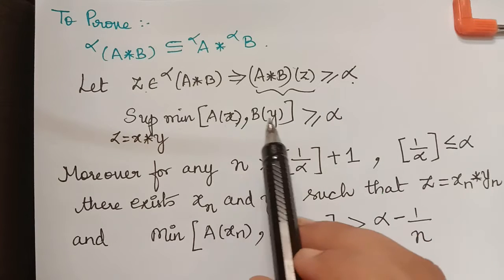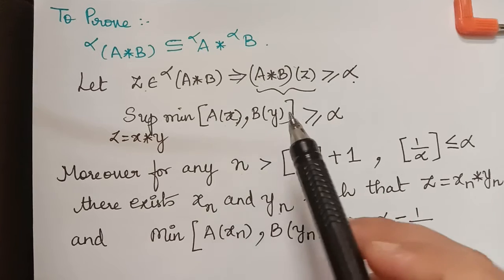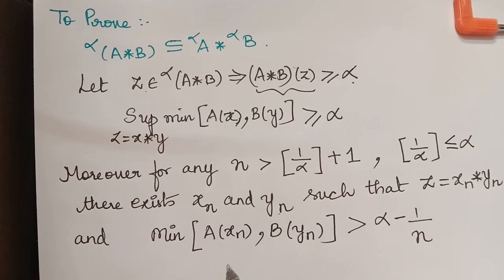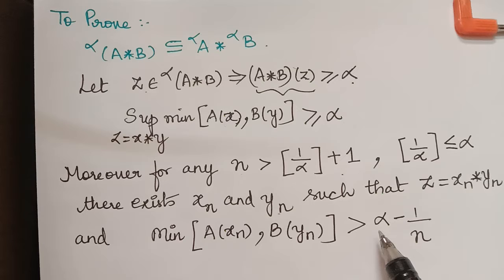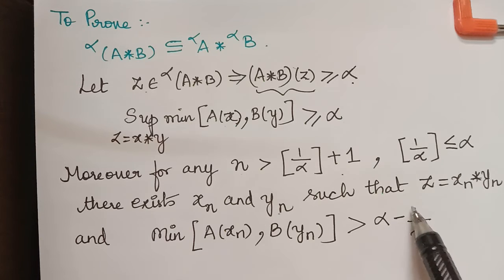So now we are taking a particular value xn and yn. That is, the minimum of these two will definitely be greater than alpha minus 1 by n, because we have chosen n in this way. So that is greater than alpha minus 1 by n.